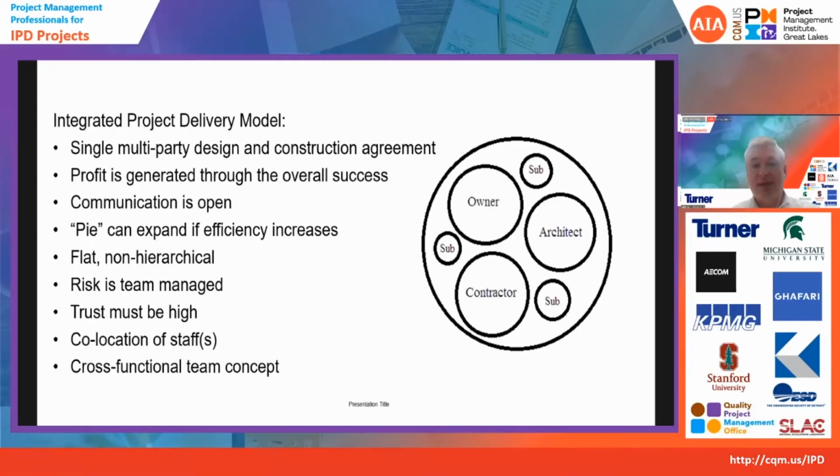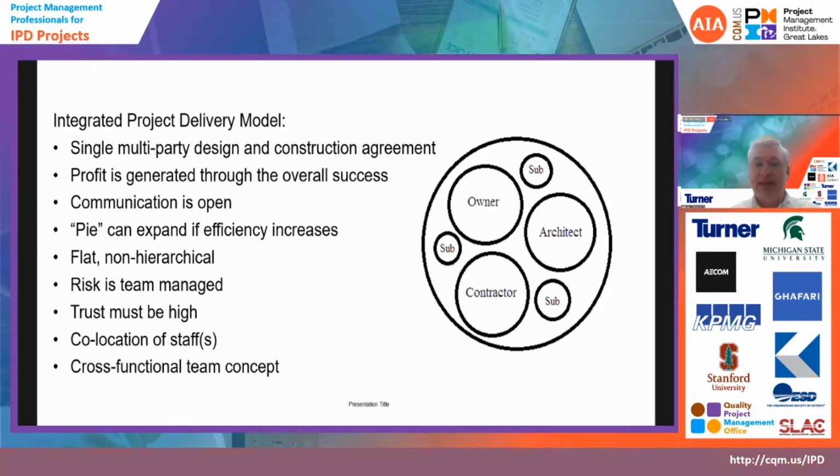When you move to an IPD model, it ends up being a lot different. On an IPD model, there's a single multi-party design and construction agreement that is signed by the owner, the contractor, and the architect. And depending on the form, if it's multi-party or poly-party, and there's all kinds of nuances, the major subcontractors either sign that agreement as well, or they can be joined to it through amendments that add the different subcontractors.